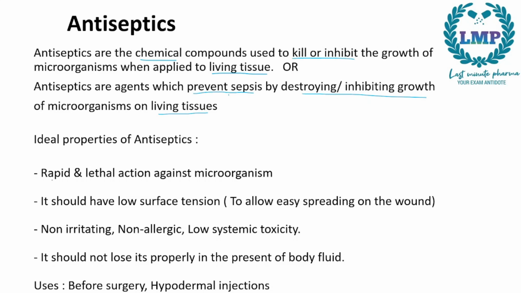It should have a rapid and lethal action against microorganisms. It should have low surface tension. Why do we need a low surface tension? This is to allow easy spreading on the wound. Then it should be non-irritating, non-allergic and have low systemic toxicity. It should not lose its property in the presence of body fluid. Now this point is mostly because it has to be applied on the wound. The wound will have some body fluids. So in the presence of body fluids it should not lose its property. Now what are the uses? It can be used before a surgery or before injecting or administering hypodermal injections.